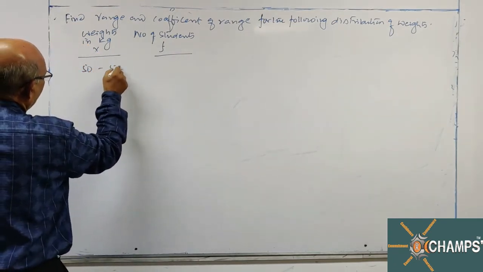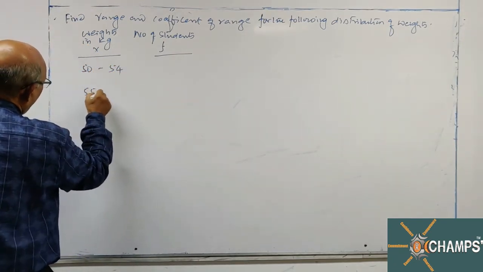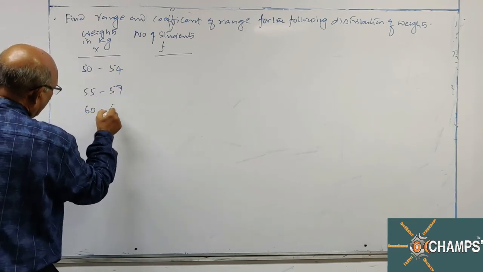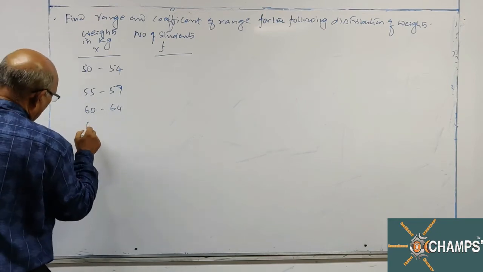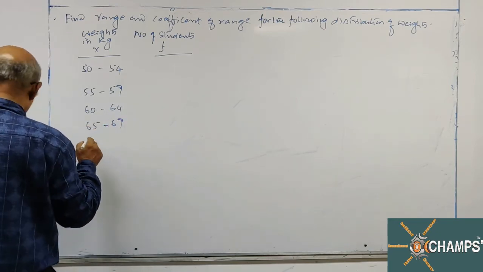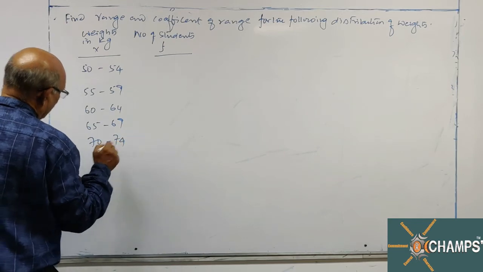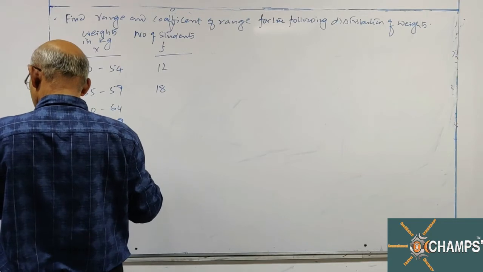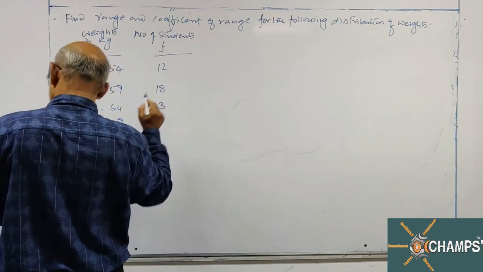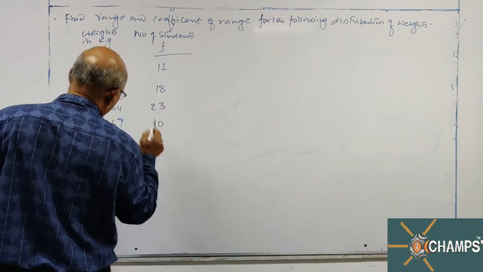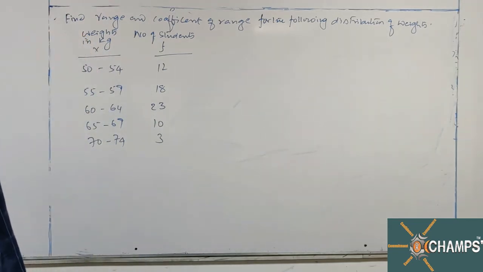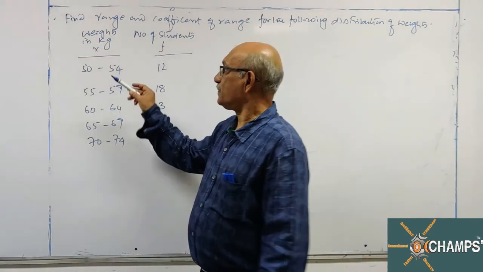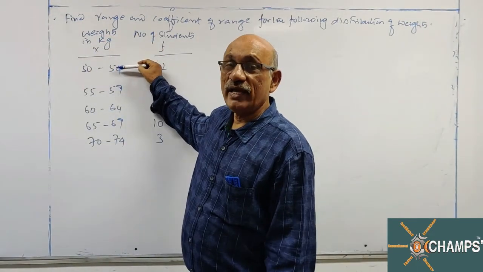It is 50 to 54, 55 to 59, 60 to 64, 65 to 69, 70 to 74, with frequencies 12, 18, 23, 10, 3. This is my question. Now, this is a continuous series of inclusive type.